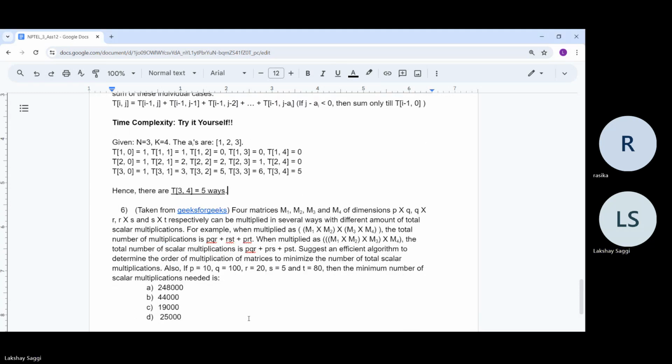Okay. Maybe I should not, maybe this I can modify this question a bit so that yeah.